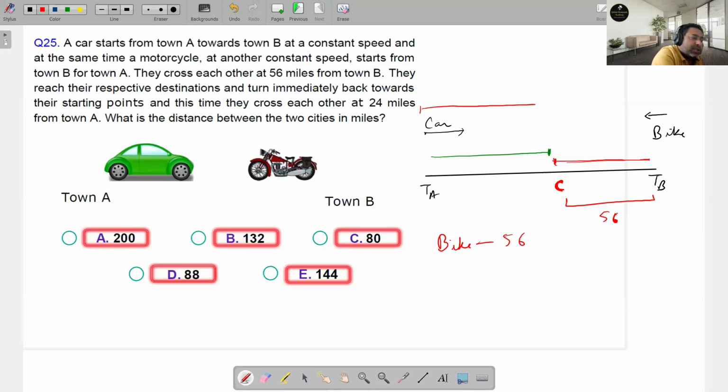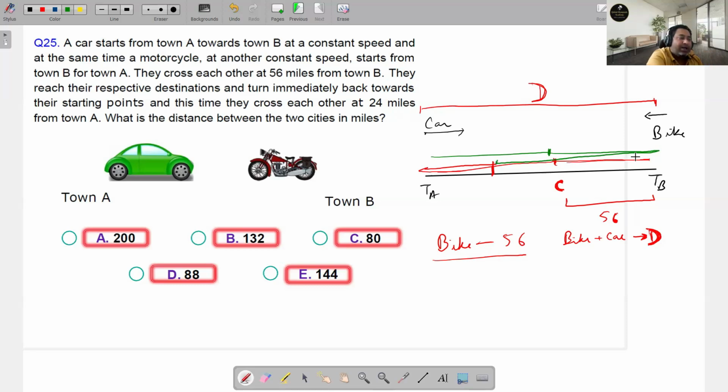Let's consider the total distance between the two towns as D. So bike plus the car, together they have traveled a distance of D, out of which the bike has traveled 56. So there would be some ratio of the car's speed and the bike's speed, and the distance ratios will also be the same. Now let's understand. The bike here has moved here and then come back here, whereas the car has moved all the way till here and has come back here.